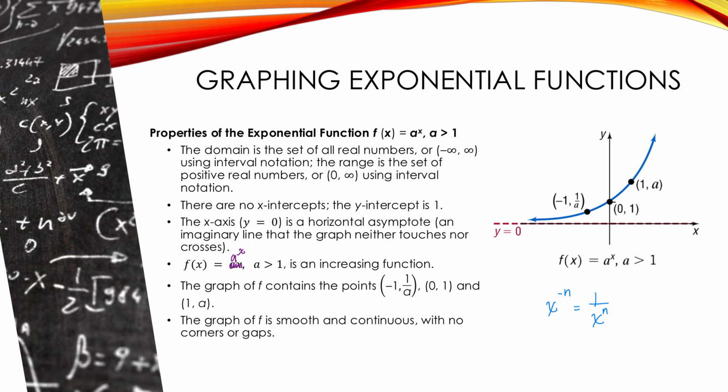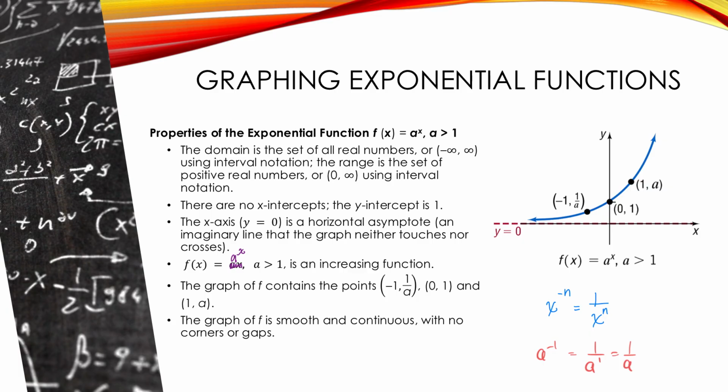We can see that it has 3 distinct points here. -1, 1 over a, which I have explained down here as a reminder. X to a negative n is the same as 1 over x to the n. So -1 would be a to the -1. And if I have a to the -1, then that's the same as 1 over a to the 1, which is 1 over a. So we have that point.